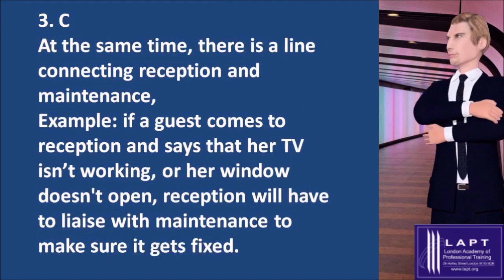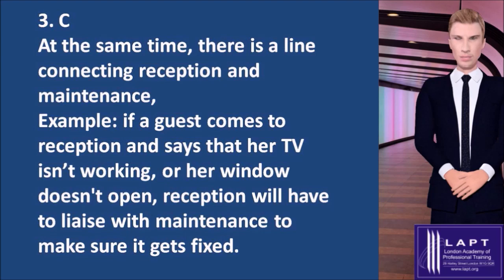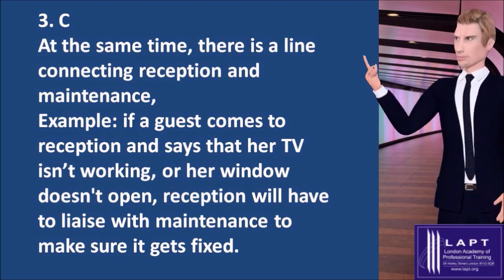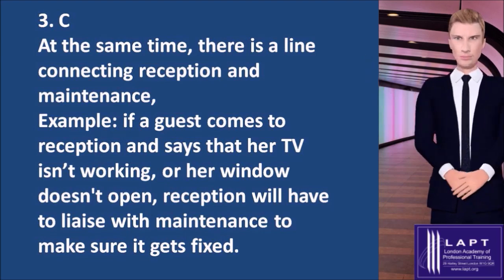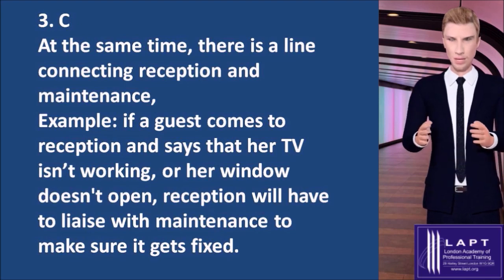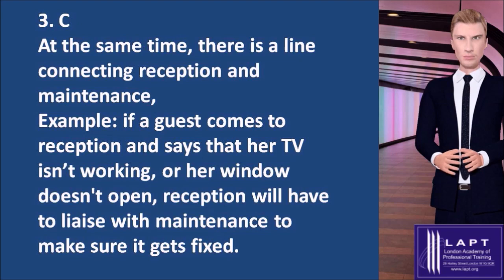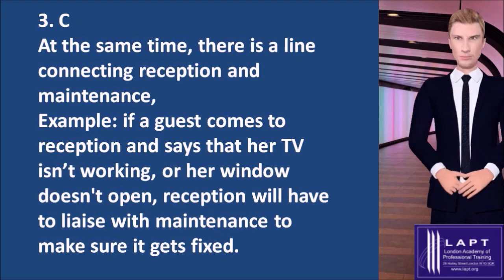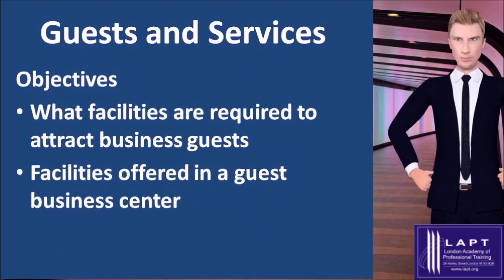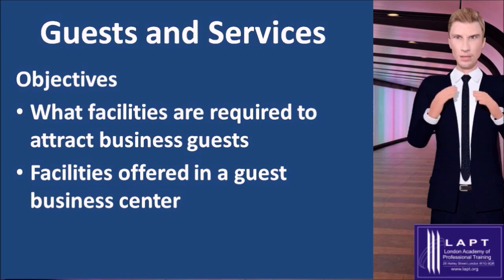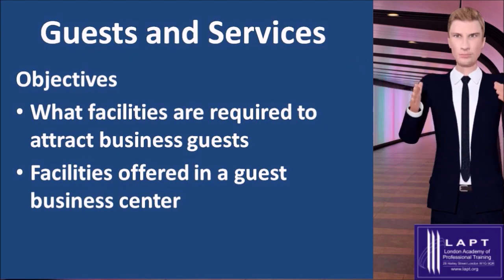At the same time, there is a line connecting reception and maintenance. Say, if a guest comes to reception and says that her TV isn't working, or her window doesn't open, reception will have to liaise with maintenance to make sure it gets fixed. We will look at how front office liaises with the other departments of the hotel in more detail later.